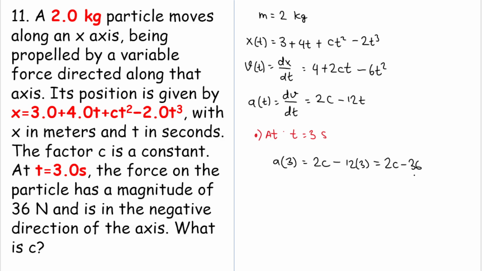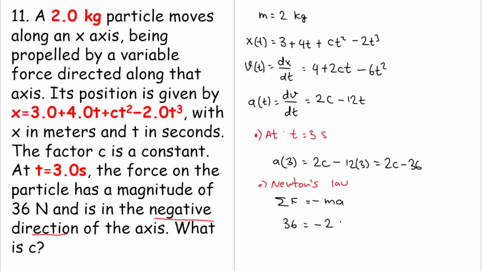Yeah, good. And then we can just use Newton's second law. Remember that the net force, sigma F, is equal to the mass times acceleration. However, we are given that it is in the negative direction, so we can just put the negative sign here. The magnitude of the force is 36, so let's plug 36 into the left hand side. And then the mass here will be 2 kg.